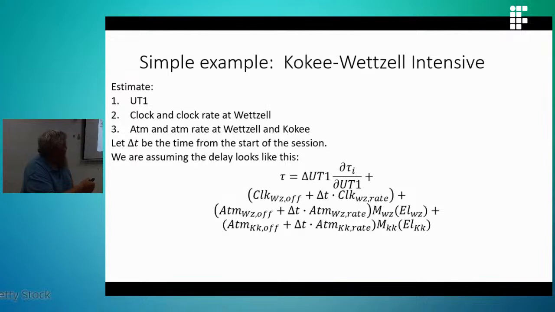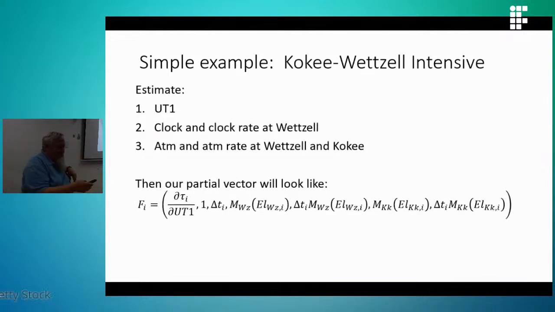So here's what the delay looks like. Here's that delta UT1, the parameter I'm interested in, and that's the partial. Here is my clock offset term and my clock rate term, which I multiplied by delta T. Here is my atmosphere term at Wetzel, the offset and the rate, and there's a mapping function. And I have the same sort of thing at Coquet, the atmosphere and the rate. Do people understand where I'm getting this from? So from that, I can just read off what the partials are.